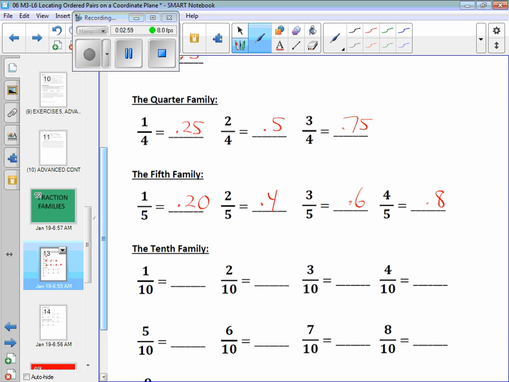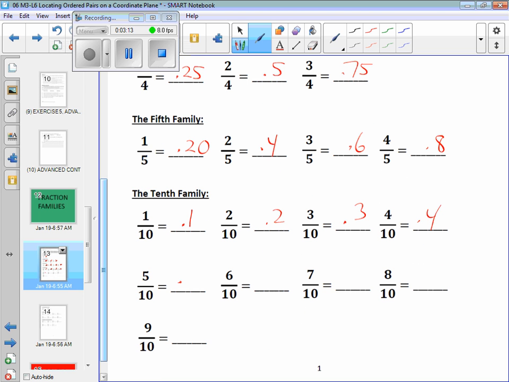Okay, what about the tenths? So, what do you think about 1/10? 0.1. Good. And then just follow the pattern. Think about it, when you get to 5/10, 0.5 is equivalent to 1/2, so you're going to get the same thing. Whenever these fractions reduce into another family, the decimal equivalent should be the same.